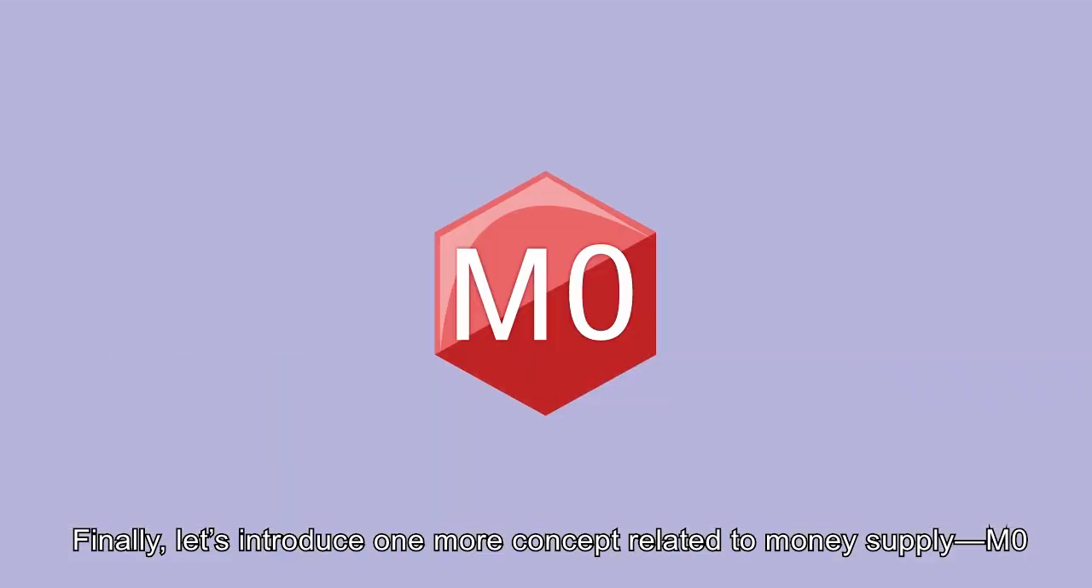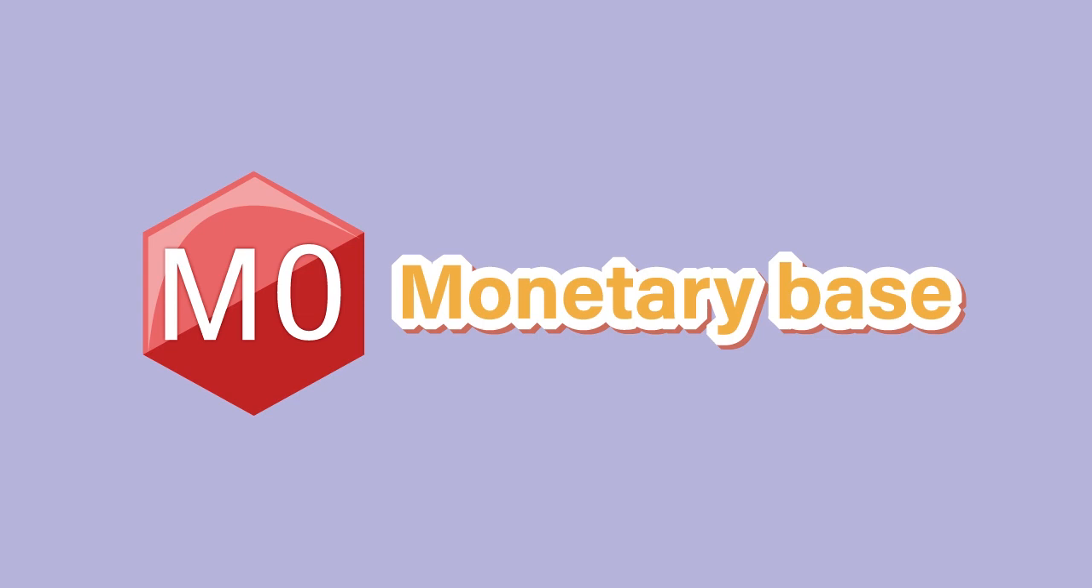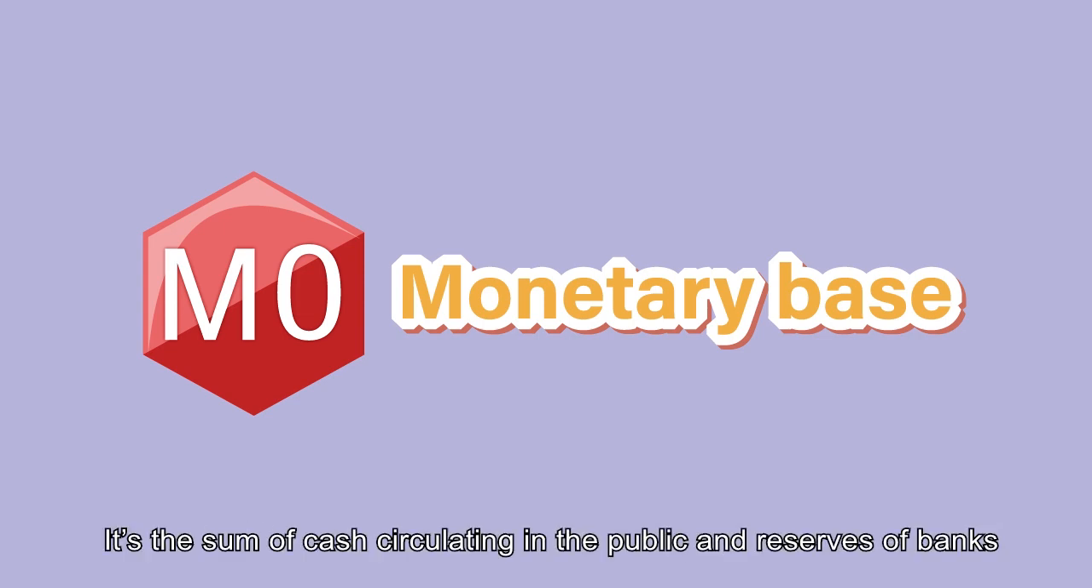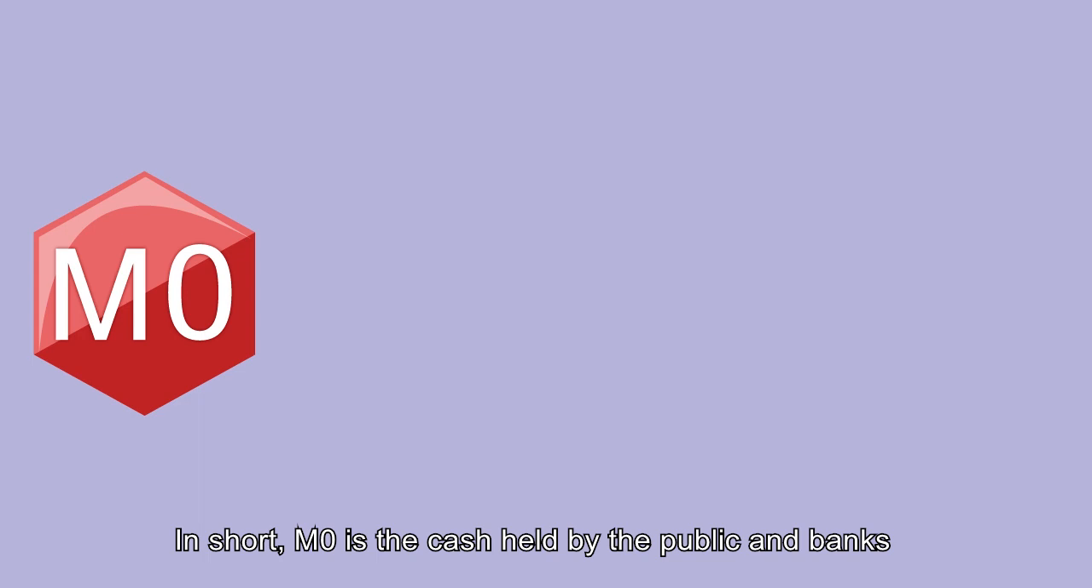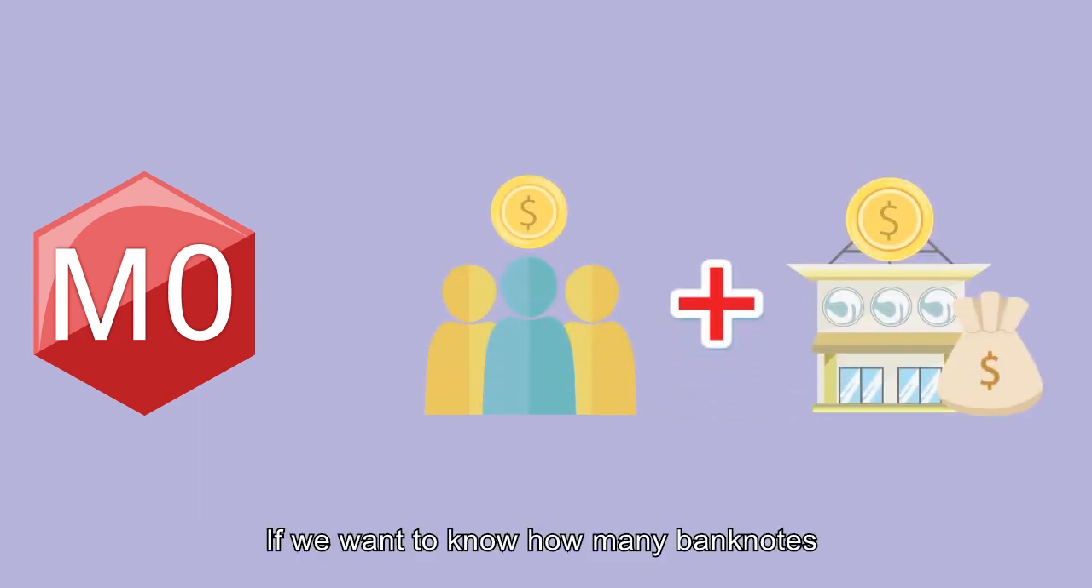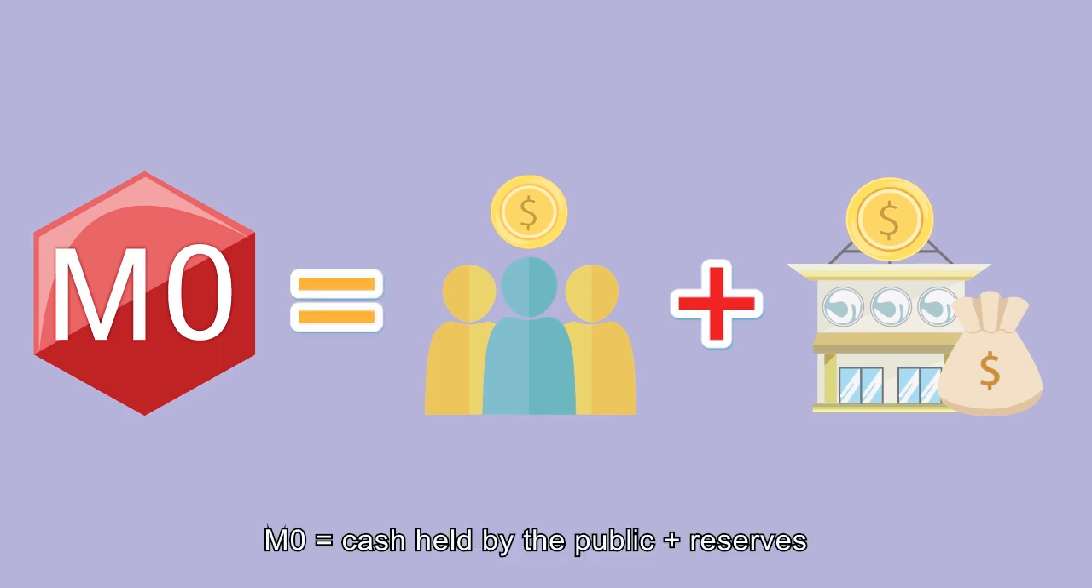Finally, let's introduce one more concept related to money supply, M0. M0 is also referred to as the monetary base. It's the sum of cash circulating in the public and reserves of banks. In short, M0 is the cash held by the public and banks. If we want to know how many banknotes and coins have been issued in an economy, M0 gives us the answer. M0 equals cash held by the public plus reserves.